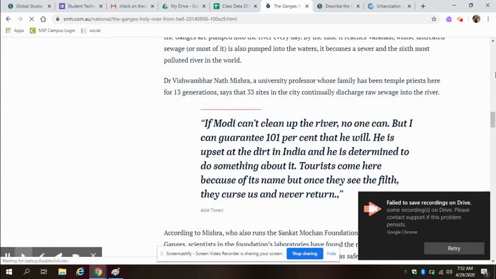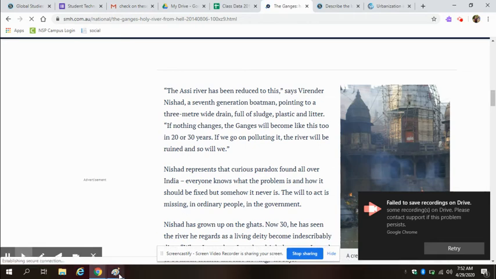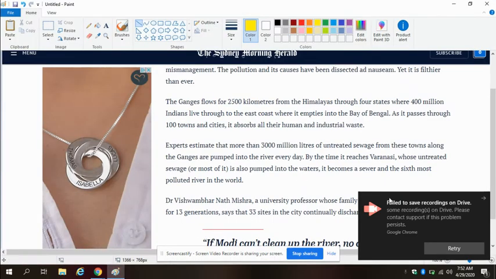I scroll down until I came to a section that looks like this. All right, so I started reading right here. The Ganges flows for 2,500 kilometers from the Himalayas through 4 states where 400 million Indians live through the east coast, where it empties into the Bay of Bengal.